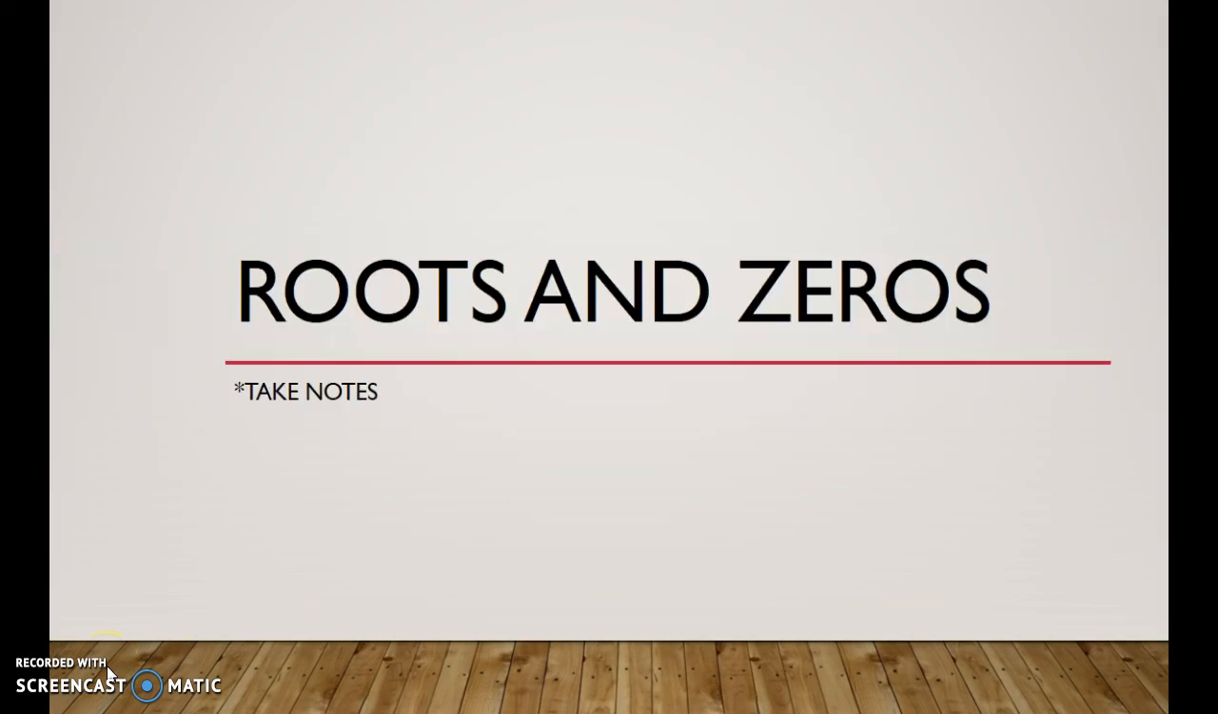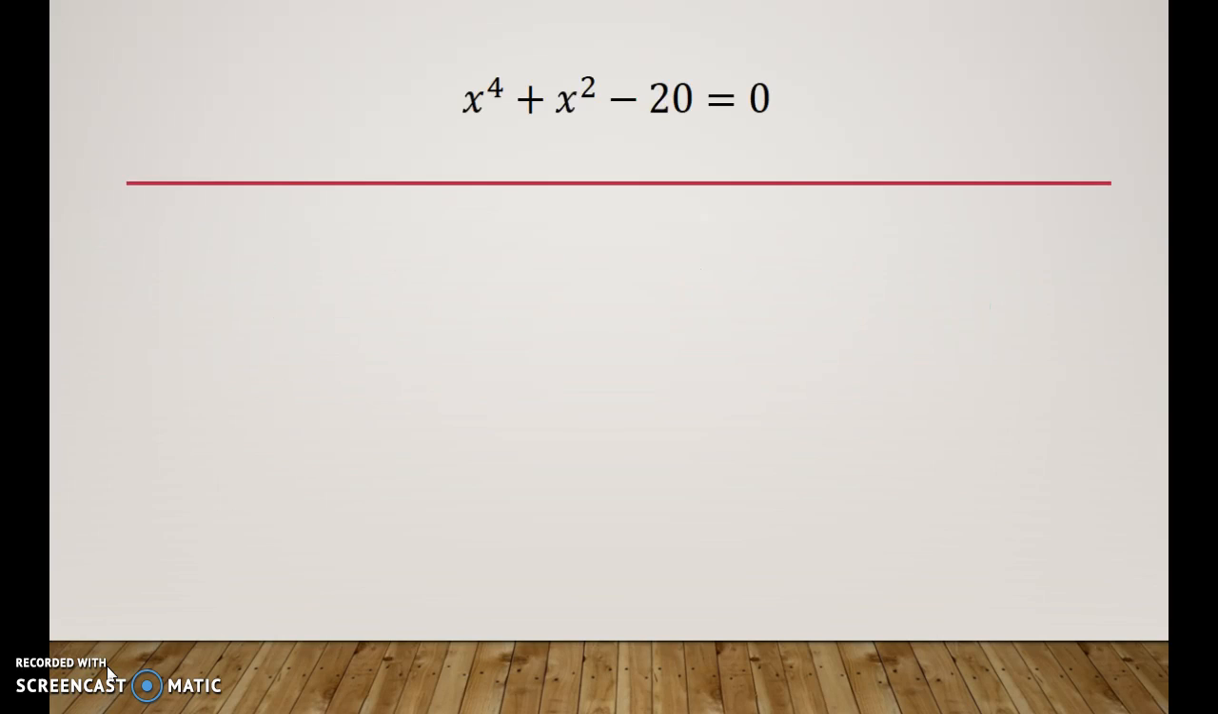Today we're going to talk about roots and zeros of polynomials. Remember to take notes on the example. So we have the example x to the fourth plus x squared minus 20 is equal to 0. So what we have to do first is let u equal x squared. So we plug u in for x. We have u squared plus u minus 20 is equal to 0.